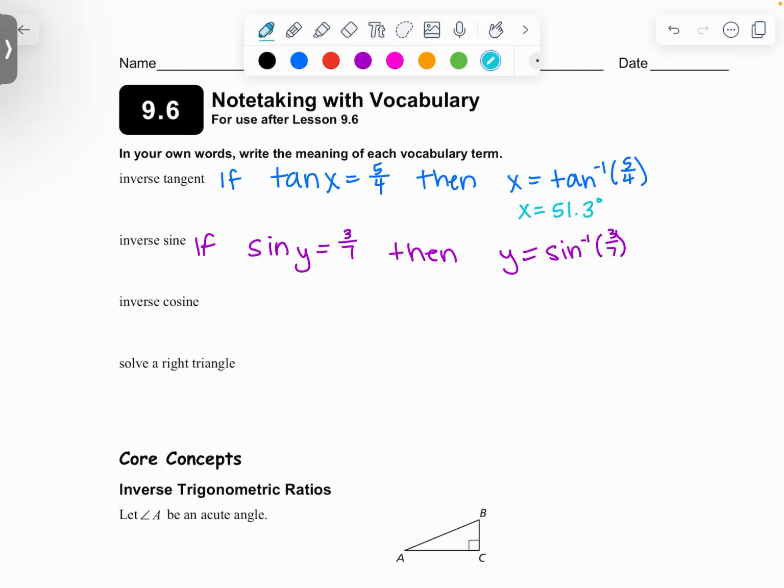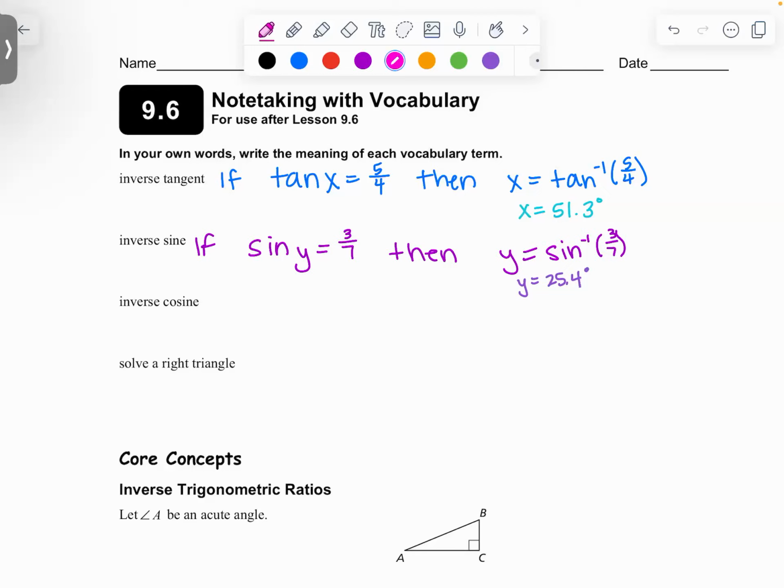25.4. Yes, since we're solving for an angle, we need to put the degree symbol on our answer, okay? So anytime you're using the inverse sine, inverse cosine, inverse trig, we are solving for an angle, okay?